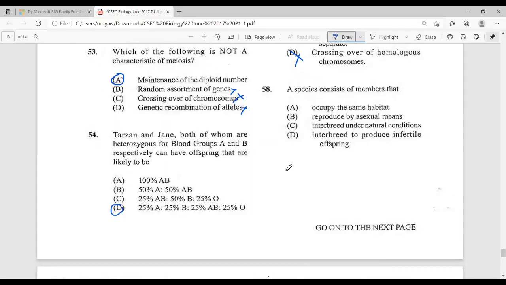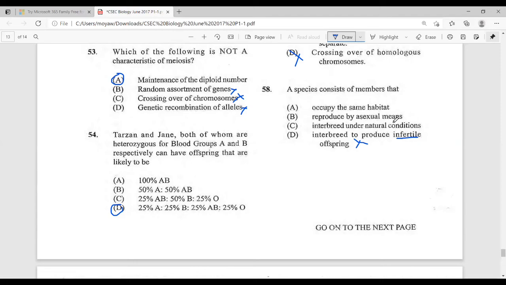A species consists of members that... So please remember that a species is a group of organisms that can interbreed to produce a fertile offspring. So A, occupy the same habitat, B, reproduce by asexual means, C, interbreed under natural conditions, and D, interbreed to produce infertile offspring. So based on my definition, you would have already eliminated D, because I told you a species is a group of organisms that can interbreed to produce fertile offspring, but this is saying infertile, so this is wrong. Don't get confused, don't get mixed up.